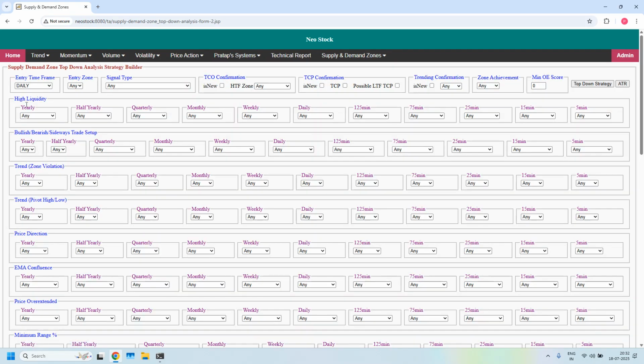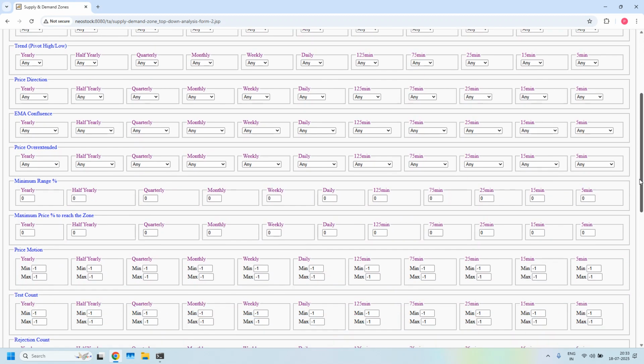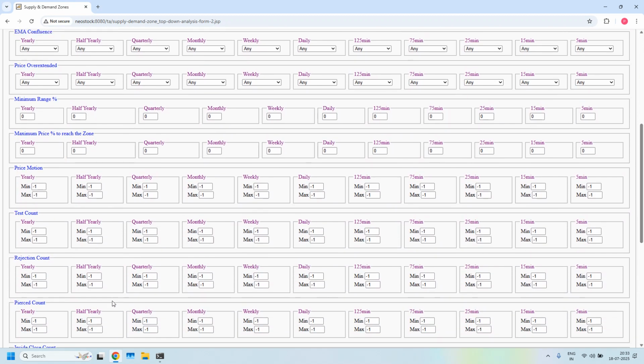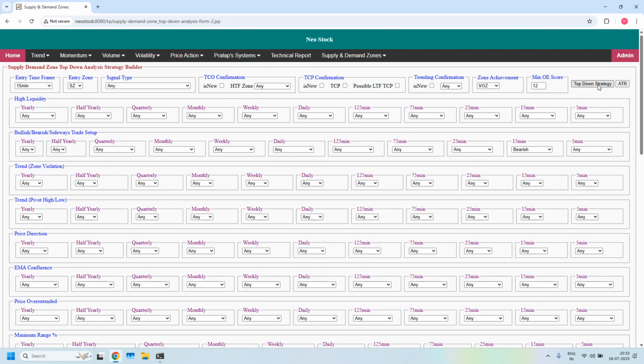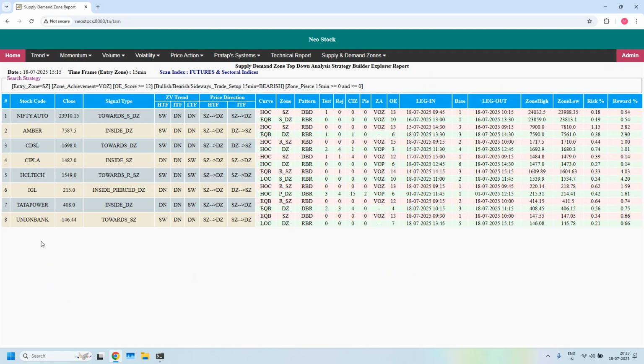Next, bearish trade setup for daily income trade. Entry time frame is 15 minutes. Entry zone is supply zone. In bullish or bearish at 15 minutes, I am selecting bearish. Zone achievement: violated opposing zone. Minimum odd enhancer score 12. And also the 15 minute supply zone should not be pierced. So in the pierced count, at 15 minutes time frame, minimum value 0, maximum value 0. With these filters, we got 8 stocks. All these 8 stocks are supporting bearish trade setup for daily income trade.